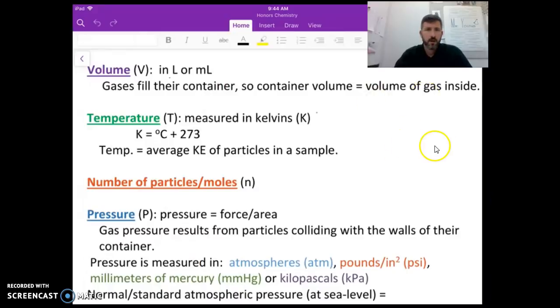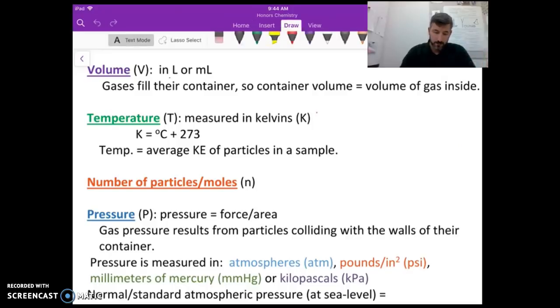but you get the idea. Okay, and if we're given a Celsius temperature, let's say the room is 25 degrees Celsius. Kelvins are just going to be degrees Celsius. So let's say we're talking about room temperature, which is usually about 25, plus 273 would give us 298 kelvins. We always want to do that conversion whenever we're given a Celsius temperature.